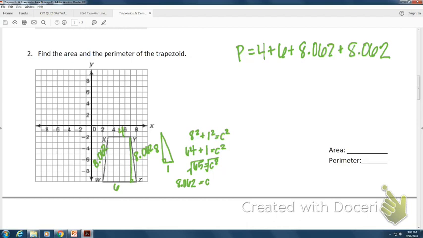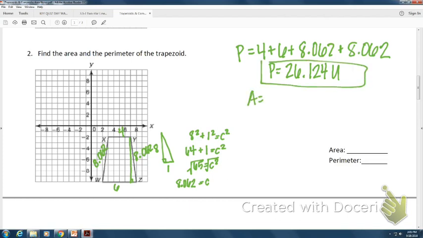I guarantee you that when the figures get more complex and in a larger composite figure, we tend to forget sides. So make sure your addition problem has as many numbers as it does sides. Right here we have 4, so we're good. So what is our perimeter? 26.124 units. Don't forget your units.